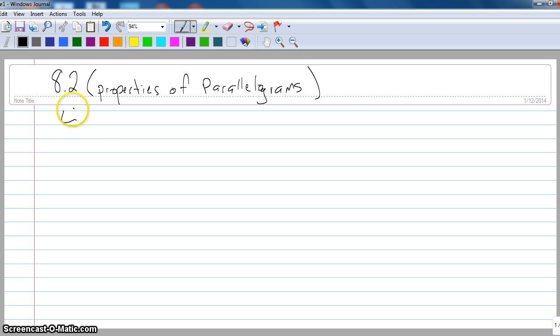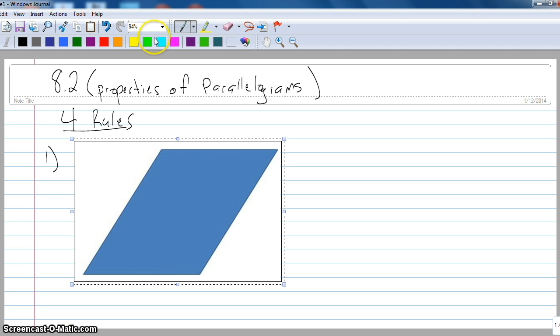Alright, so there's 4 rules you need to know. After those 4 rules, it's pretty much easy smeezy. The first one is that opposite sides are congruent.